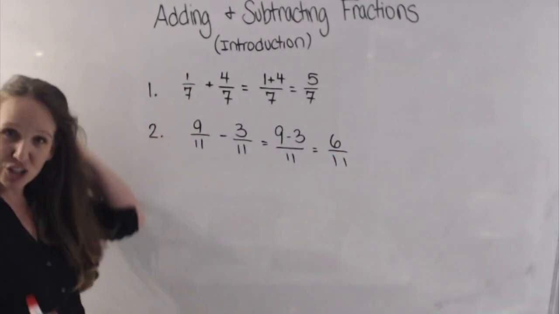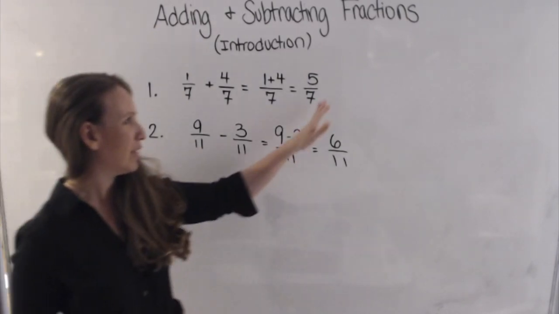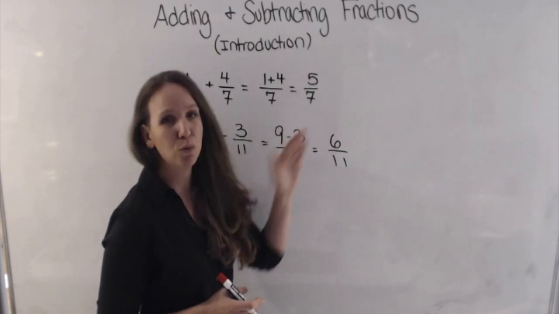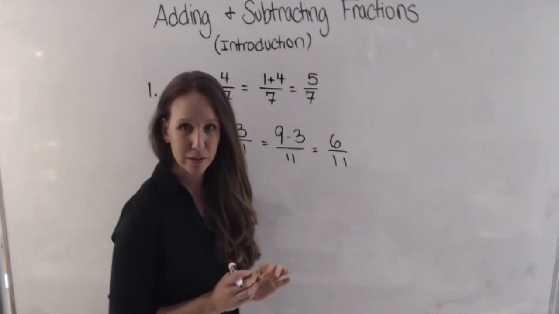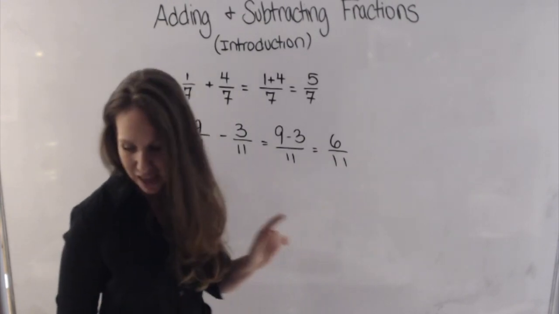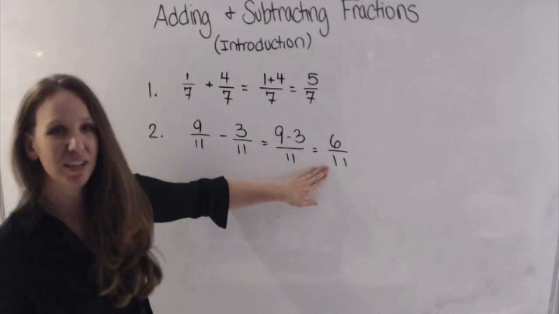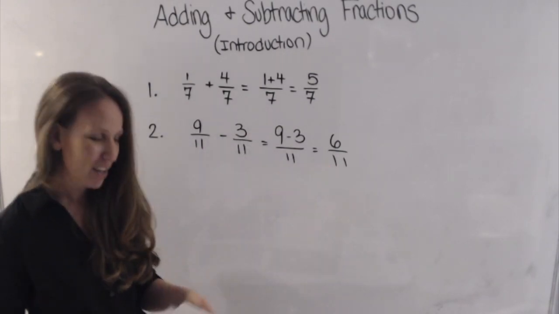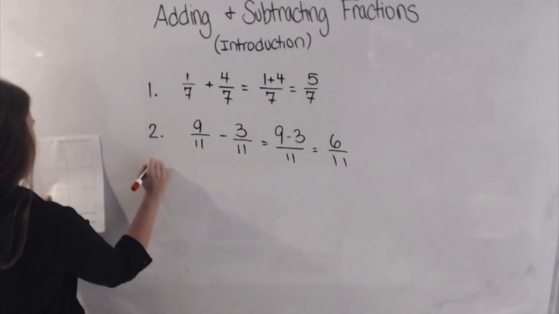Part of the direction said to reduce when possible, so I'm going to look at these numbers. Is there any number that can divide both 6 and 11 other than 1? No. In fact, we know that because 11 is a prime number, so it can only be divisible by 1 or itself. So, let's try the next problem.